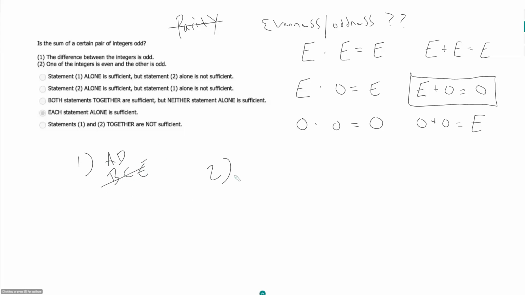Statement 2, one of the integers is even and the other is odd. Again, because that is the only way to get an odd number when we are adding, this is also sufficient. The statements are basically telling us the same thing. D.